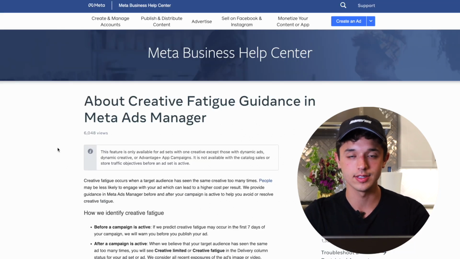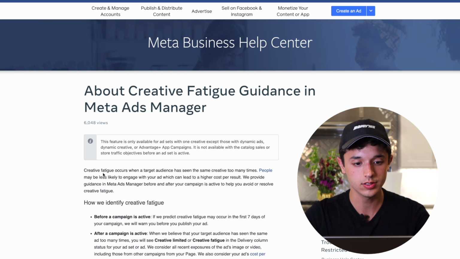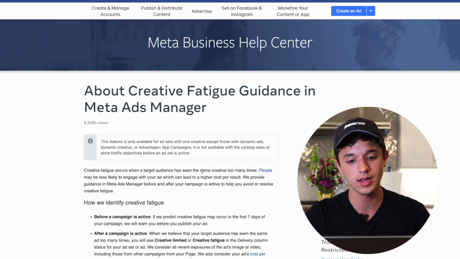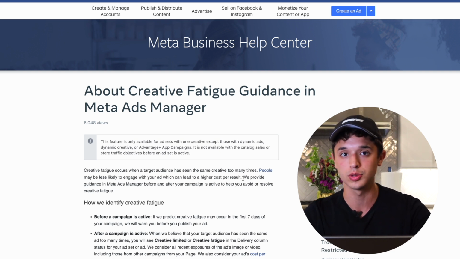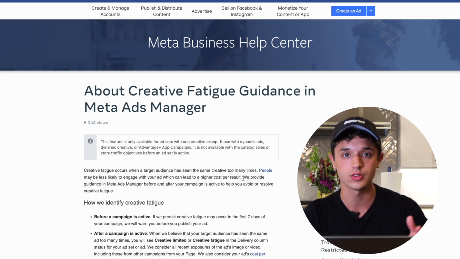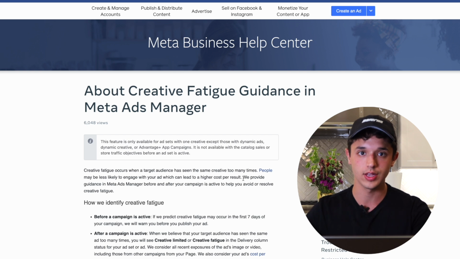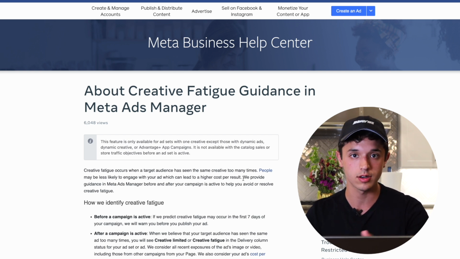So when we dive into the exact source of what Meta has to say about creative fatigue, it occurs when a target audience has seen the same creative too many times. People may be less likely to engage with your ad, which can lead to a higher cost per result, which I find this statement interesting because I do believe that if you're targeting the same people over and over with the same exact ad, then yes, there's a chance they're going to recognize that, and if they're not interested, they're not going to become interested 9 times out of 10.